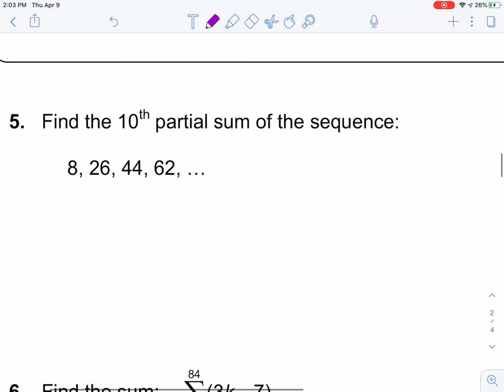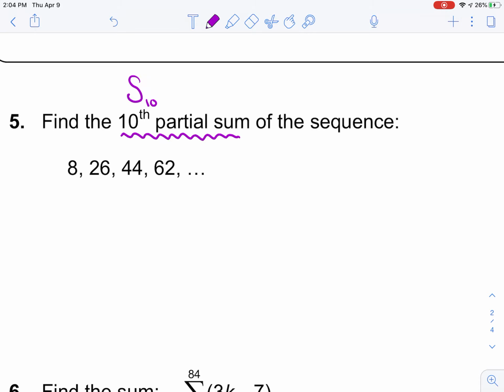You're going to be asked to find a specific partial sum. In this case, it says the 10th partial sum. When you are asked to find the sum, instead of using an A to start the formula, we use an S, and the little subscript is the number of terms you're going to be adding together. So if I said the 10th partial sum, you're going to take the first 10 numbers of this sequence and add them all up.